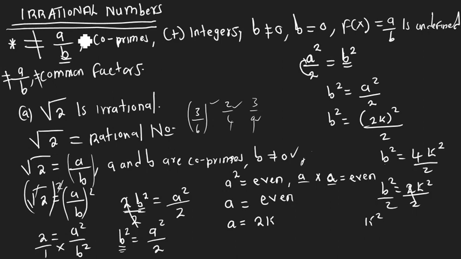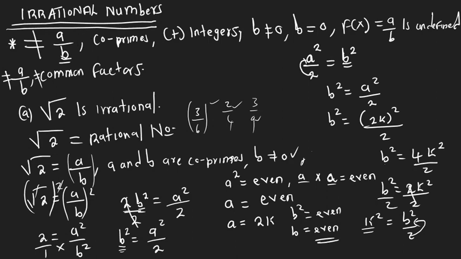Okay, notice that if I divide 2 into b to the power 2, I'm getting k to the power 2 as a number, which means that b to the power 2 is even, as well as b is also what? Even. But the contradiction ends here.